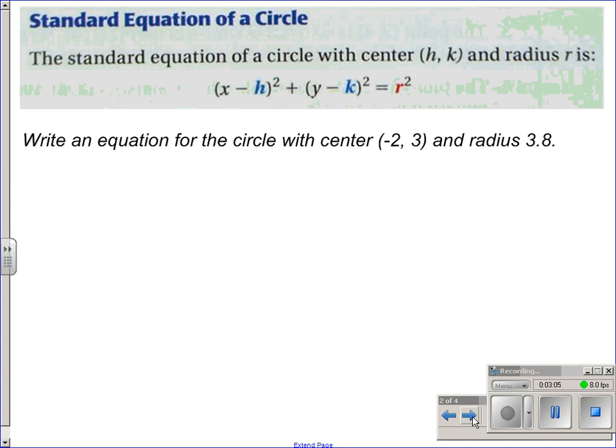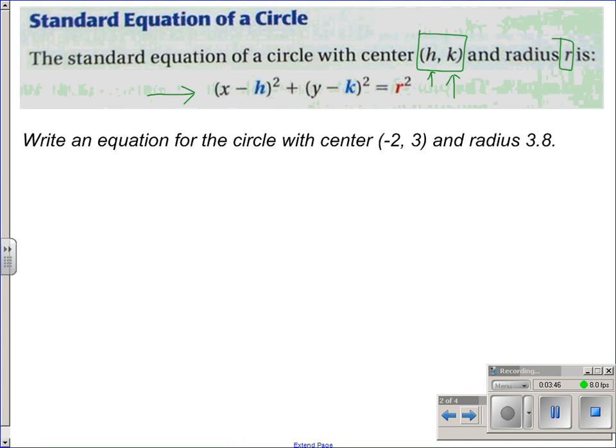Okay, take a second, hit pause, copy this formula down. What we're looking at is you have a center of the circle at this point, (h, k). You still have a radius r. So the generic equation is this thing right here. It's x minus h. h was the x coordinate of the center. That quantity is squared plus y minus k. k is the y coordinate of the center. That quantity is squared. That equals the radius squared. All right, so you need to know this equation.